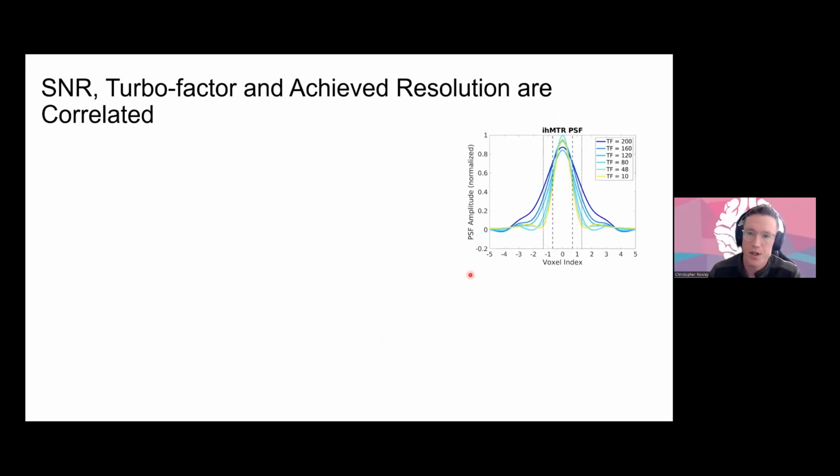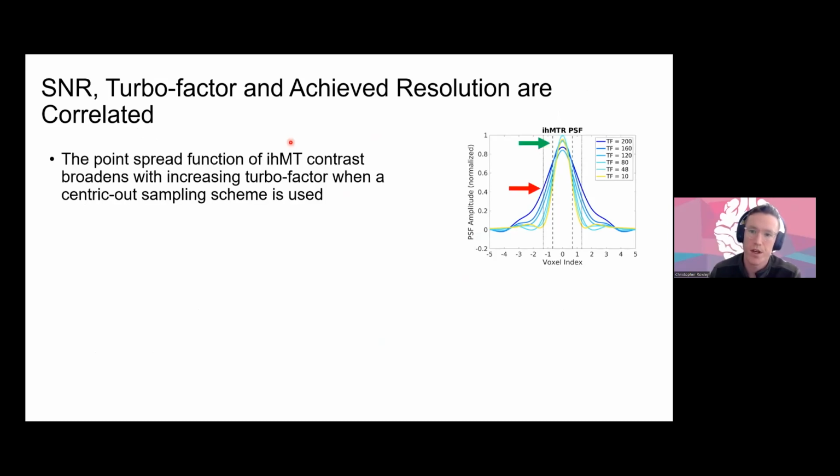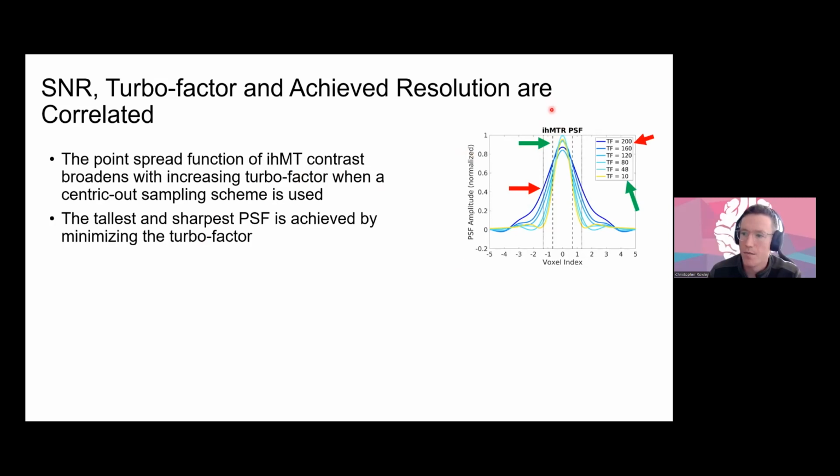Because we use a centric out encoding, we're going to have a loss of achieved resolution due to the change of magnetization over the readout. So you're getting less weighting towards those high frequency components in k-space. So we simulated the k-space data and looked at the resulting PSFs. And as you might expect, we definitely get a broader PSF with the higher turbo factors compared to a lower one when this is pushed out to the ihMTR. And you do get a slightly taller PSF, but you still can get the best SNR with a boosted approach.